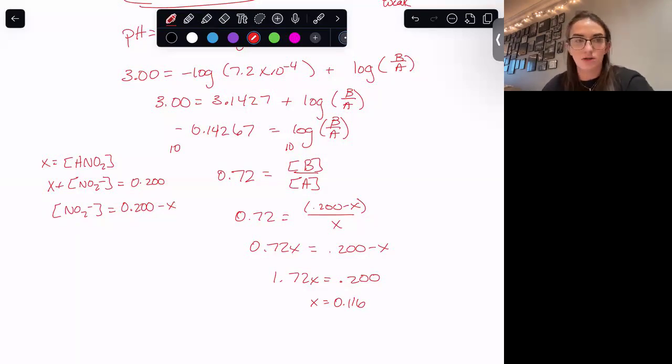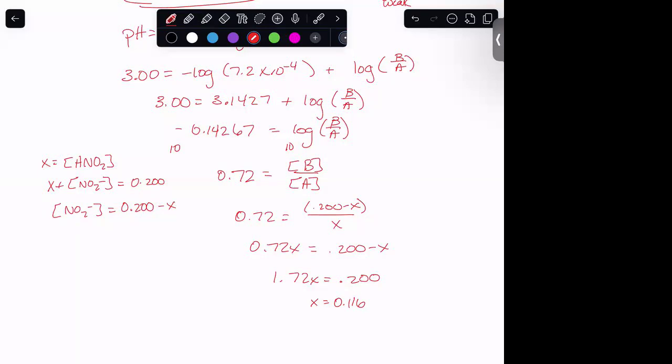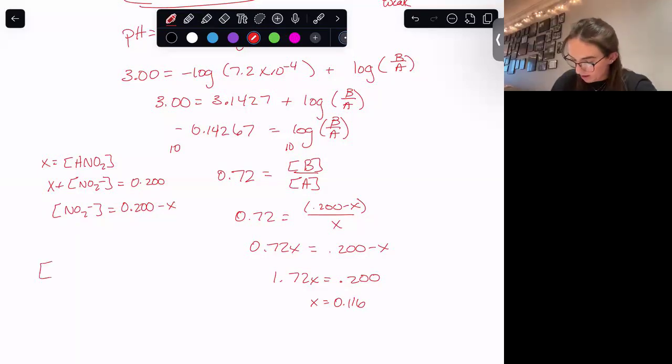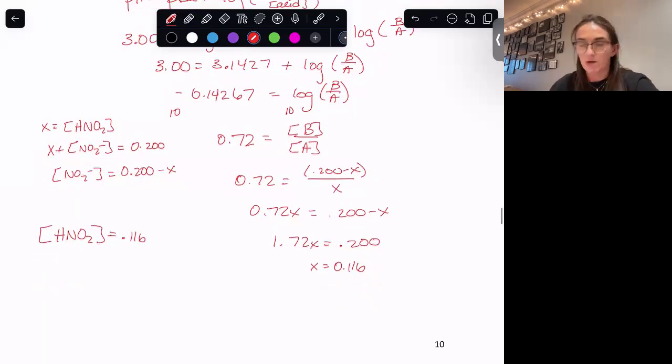And what does X correspond to? HNO2. Good, that corresponds to HNO2. So the concentration of HNO2 equals 0.116. So on your answer choices, the only answer choice that has HNO2 equal to 0.116 is C. So that should be a good indicator that that is a correct answer. But in order to check that NO2 minus is proper, you could say that 0.2 minus 0.116 is 0.084 molar, and that would check out.